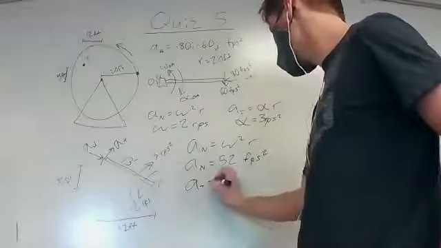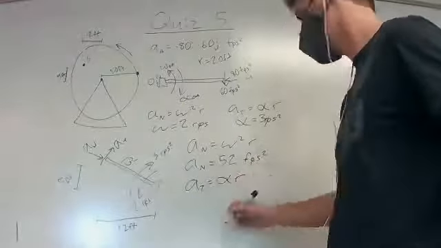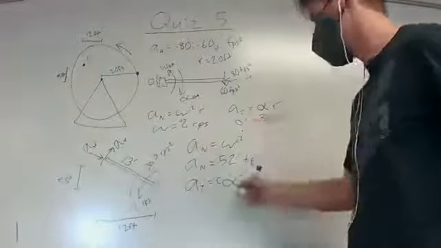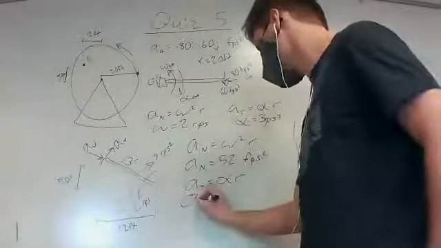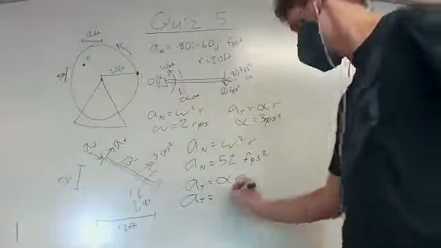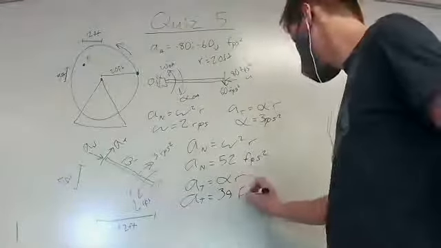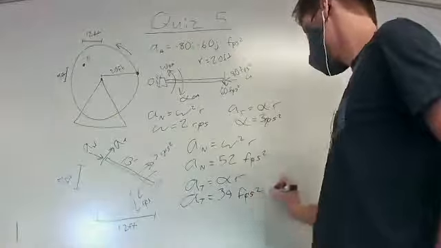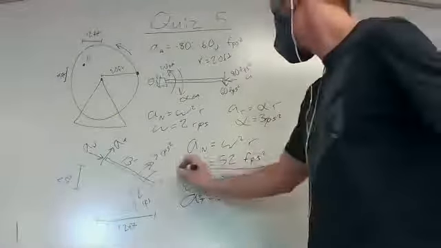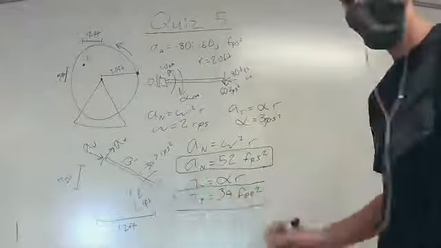We come down with AT equal to alpha R. We have alpha from before and our new R value. So we can go ahead and say AT is equal to 39 feet per second squared. And this would be your final answer.